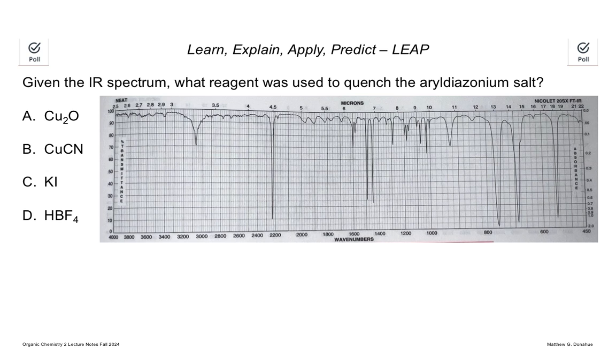What reagent did we use to quench the diazonium salt here? And the signature peak is right around 2200. There's this nice sharp signal coming down, and so that is from a triple bond, and so in this case we've made benzonitrile, and so that has to come from the copper cyanide.